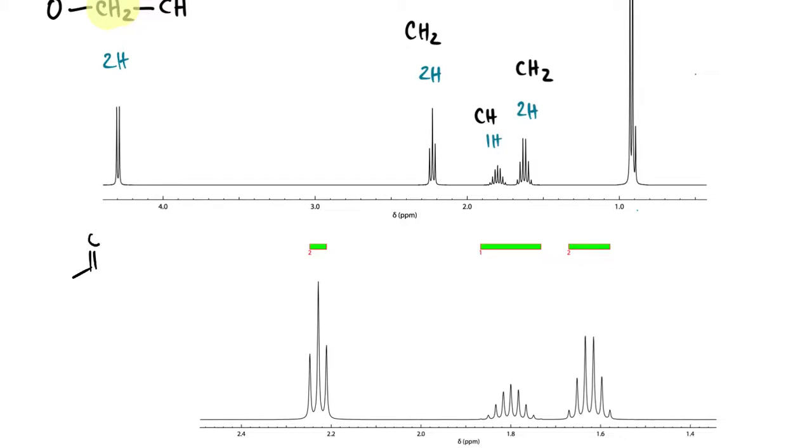We have an ester. We have a CH2 that's connected to CH. Okay. And we have a CH that has how many neighbors? How many lines? 1, 2, 3, 4, 5, 6, 7. 6 neighbors.